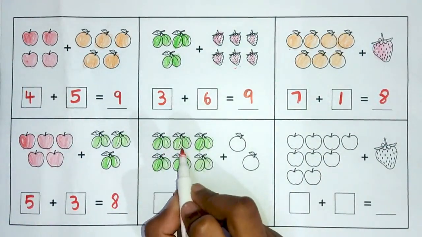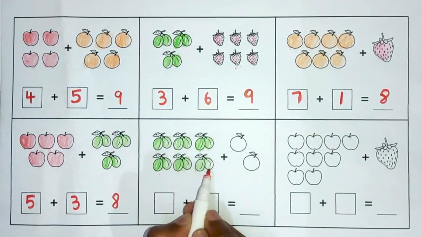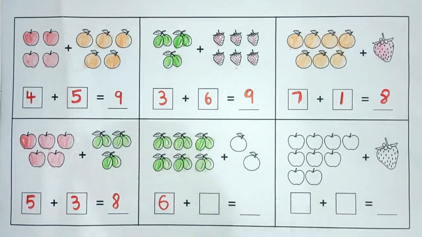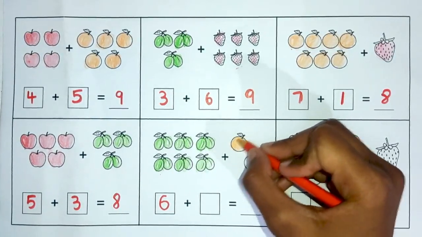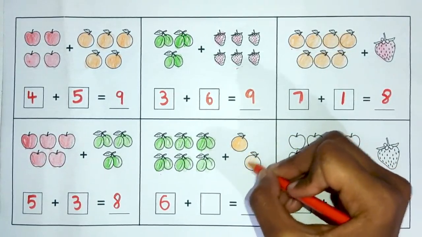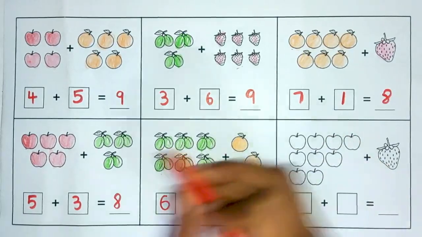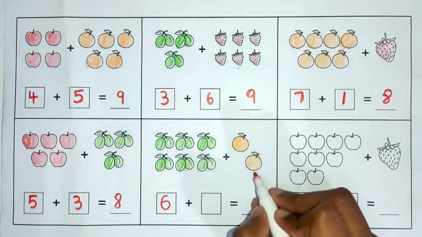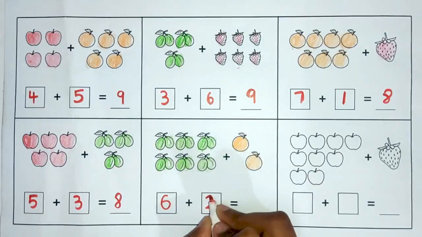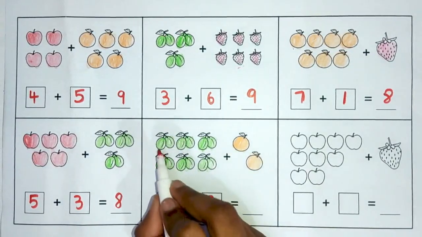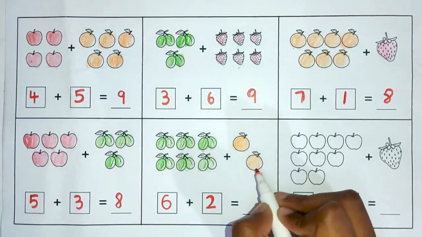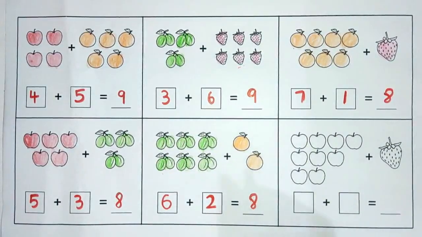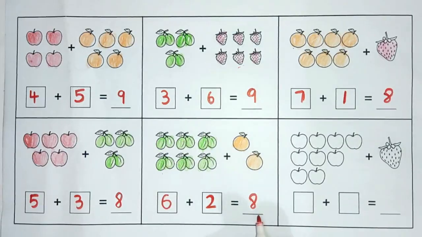So children, 1, 2, 3, 4, 5, 6. So children, 1, 2. 6 plus 2: 1, 2, 3, 4, 5, 6, 7, 8. So children, 6 plus 2 is equals to 8.